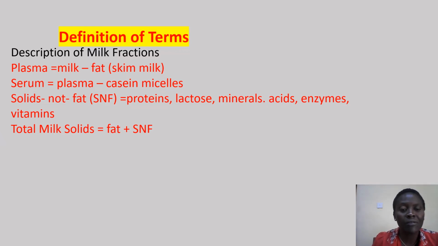We have the solids not fat. Apparently, there are some solids that are fat, and there are some that are not fat. If it is not fat, we refer to it as SNF, which includes proteins, lactose, minerals, acids, enzymes, and vitamins. And we also have total milk solids, which is a combination of the fat and the non-fat solids. It is important to note these definitions as we move on in this course.